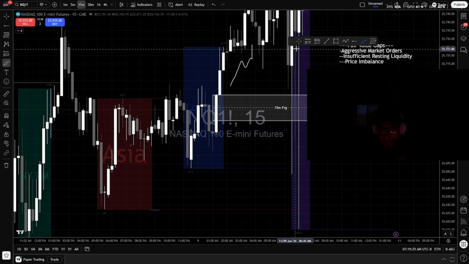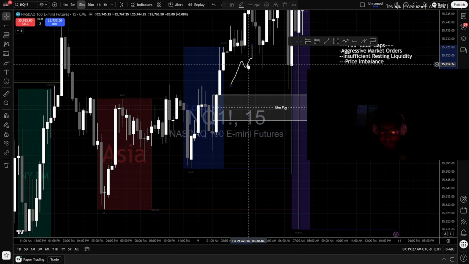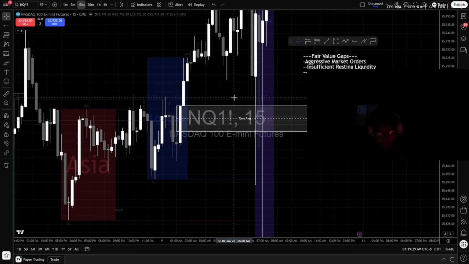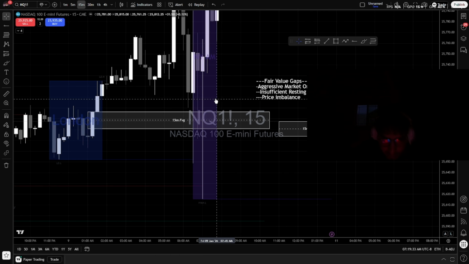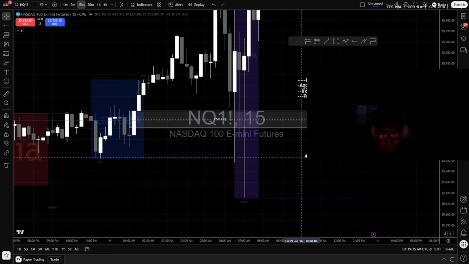Alright, now this could be considered the first percentage fair value gap, which I'll get into later. But this is on the 15-minute. Then New York AM opens, and price quickly comes and disrespects the fair value gap.